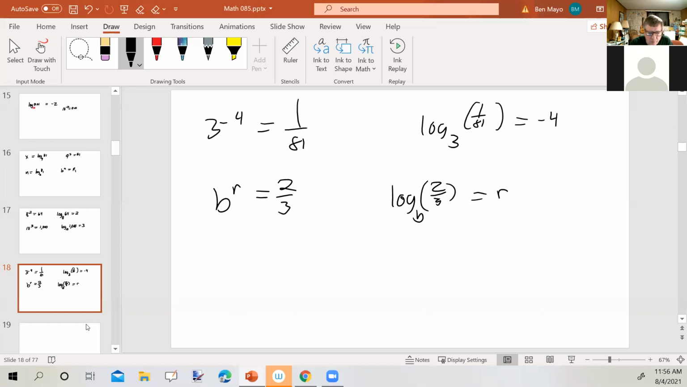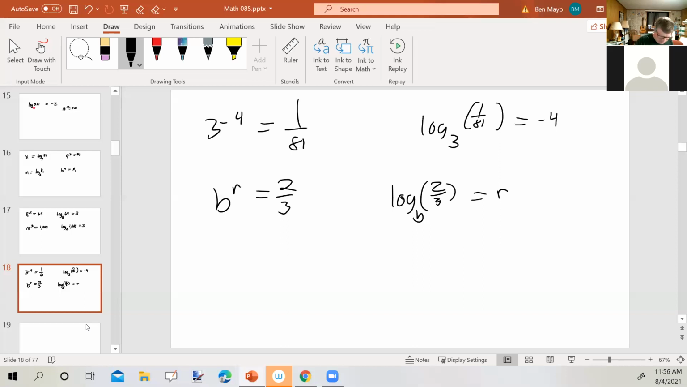So you need to be fluent in going back and forth between the two forms, because just about all the time, if you're solving an exponential equation, you end up converting it to a logarithmic equation to solve it. And if you're solving a logarithmic equation, you end up converting it to an exponential equation to solve it. Not all the time, but most of the time.